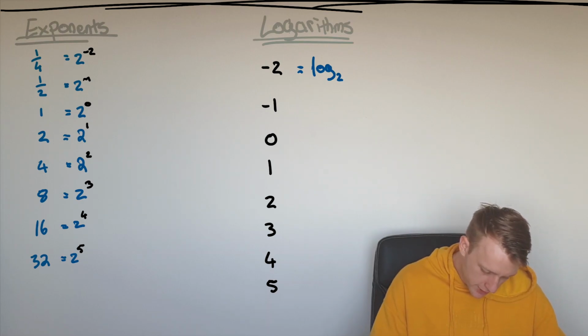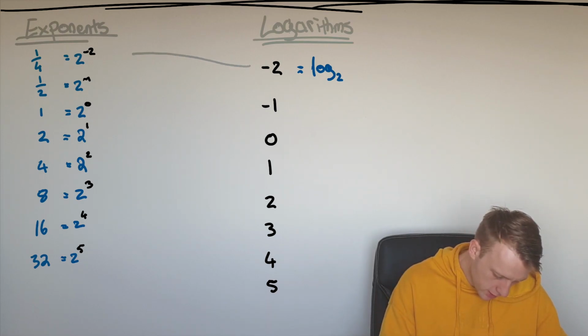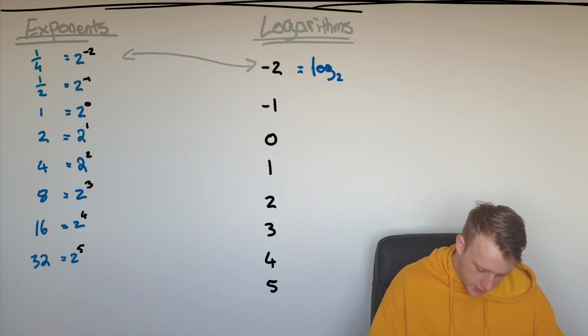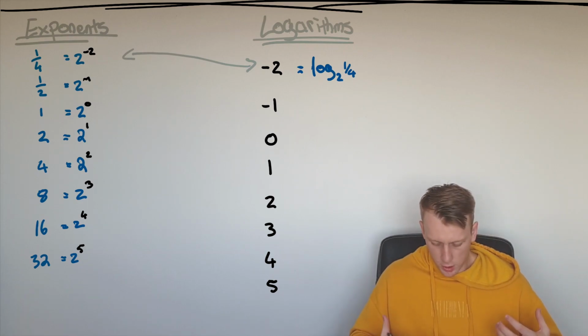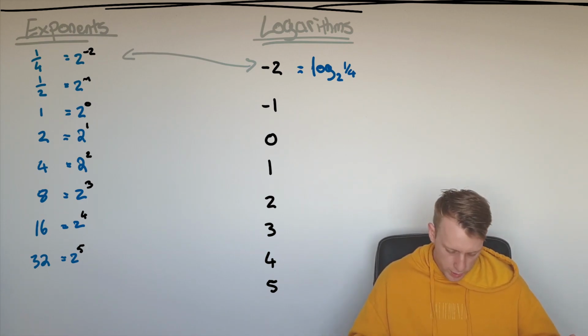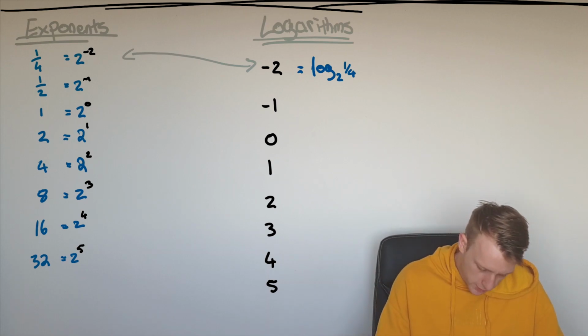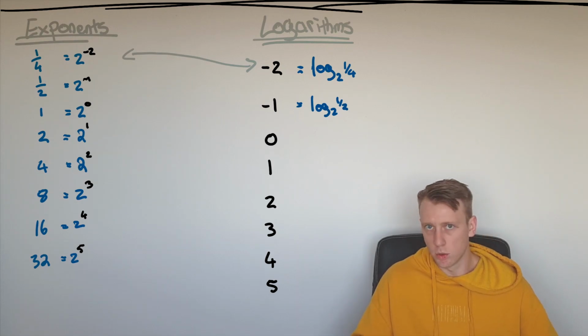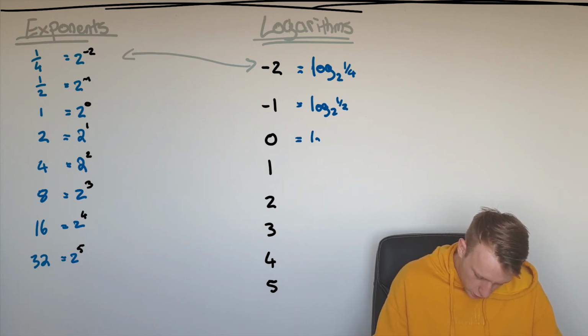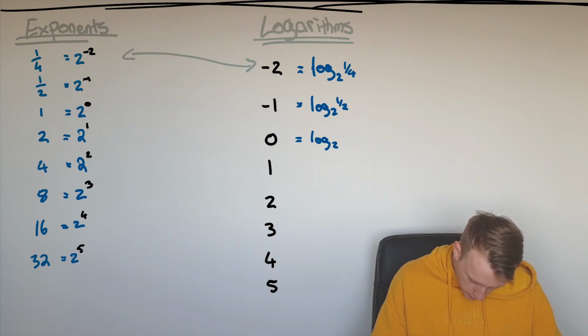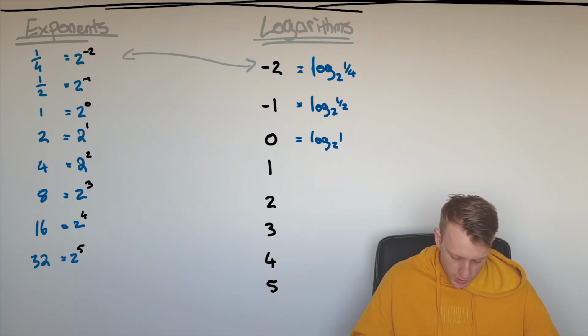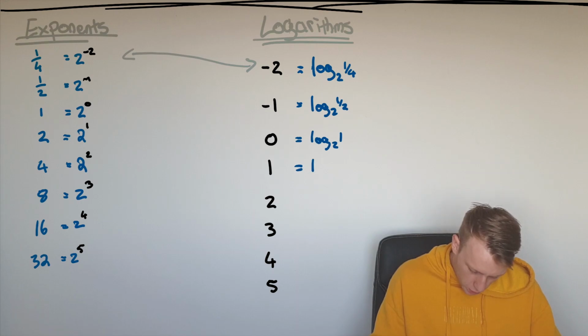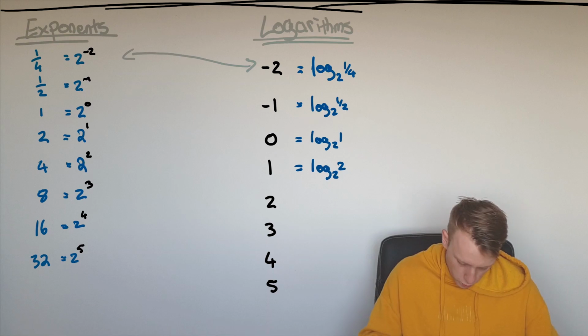Now I just want you to scan your eyes over this one. I'd say that this is going to be a quarter. So if I've got log with a base of 2 of a quarter, that would equal -2. If I had a log with a base of 2 of a half, that would be equal to -1. Log base 2 of 1 would equal 0. And log base 2 of 2 would equal 1.